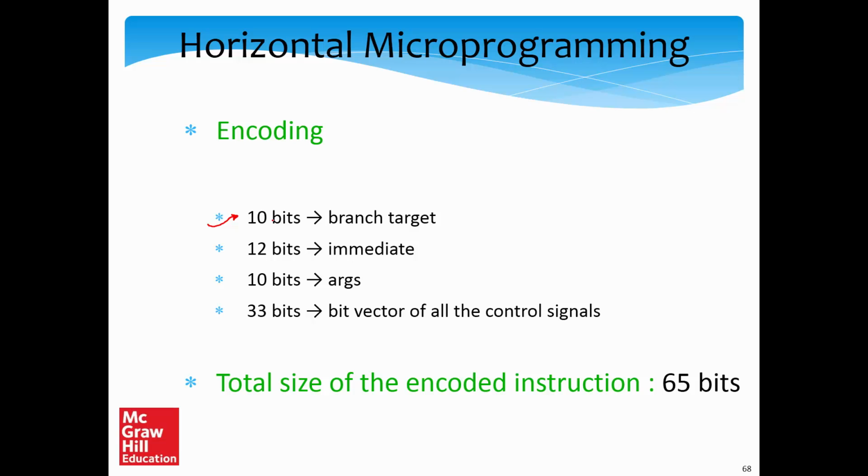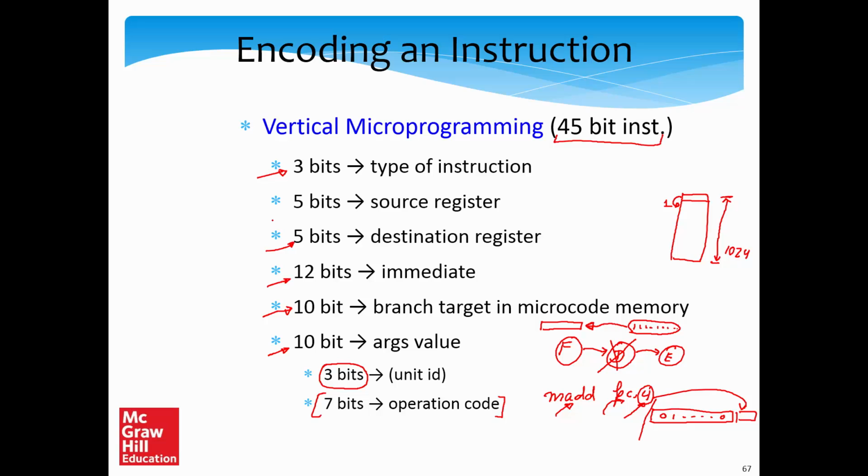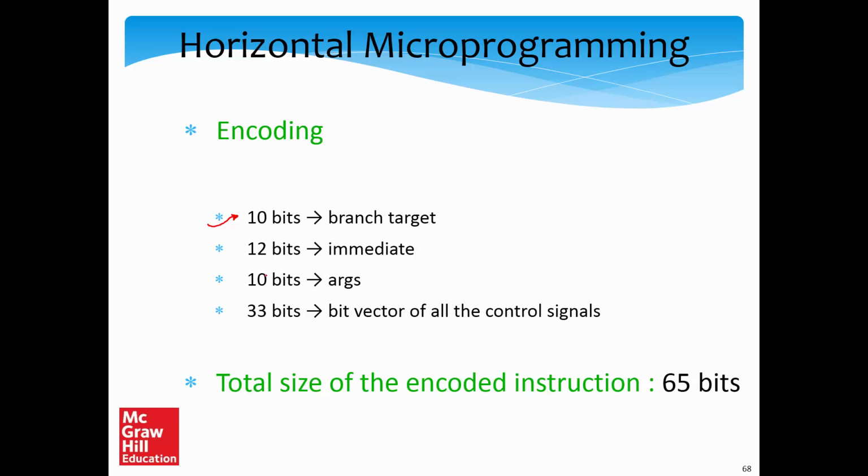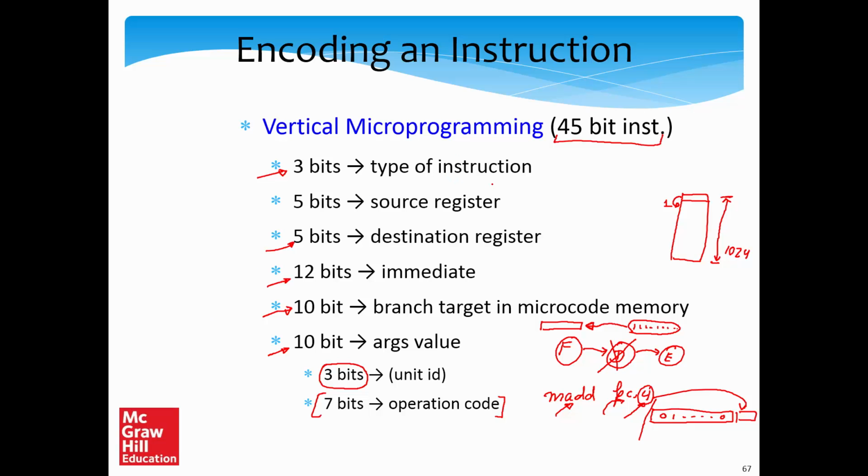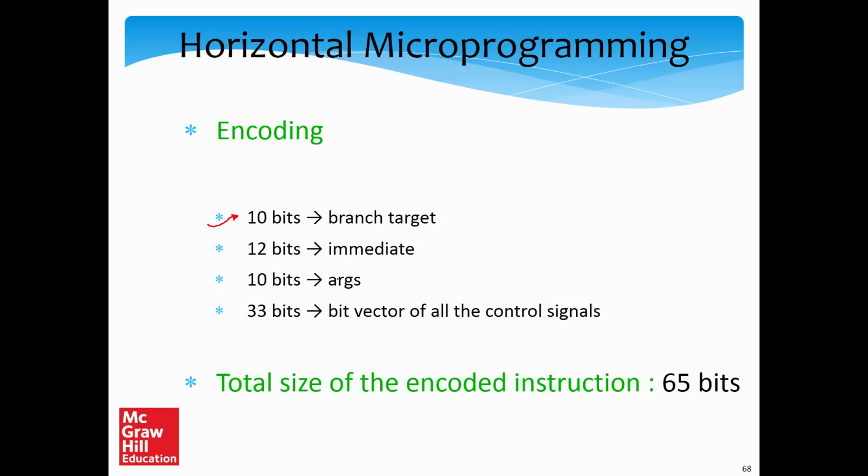We'll have 12 bits for the micro immediate, 10 bits for the arguments. Same format as this: 3 bits for unit ID, 7 bits for operation code. In addition, instead of having these other fields like type of instruction, source, these three fields, we'll get rid of this. Instead, we will have 33 bits, a bit vector that encodes all the control signals. Where does 33 come from?